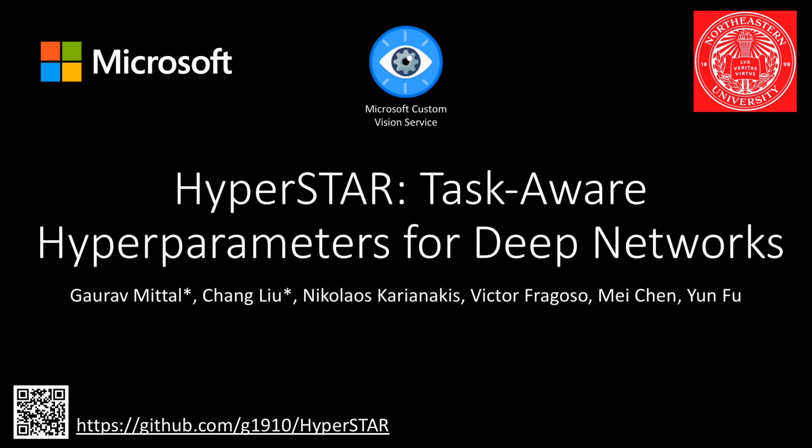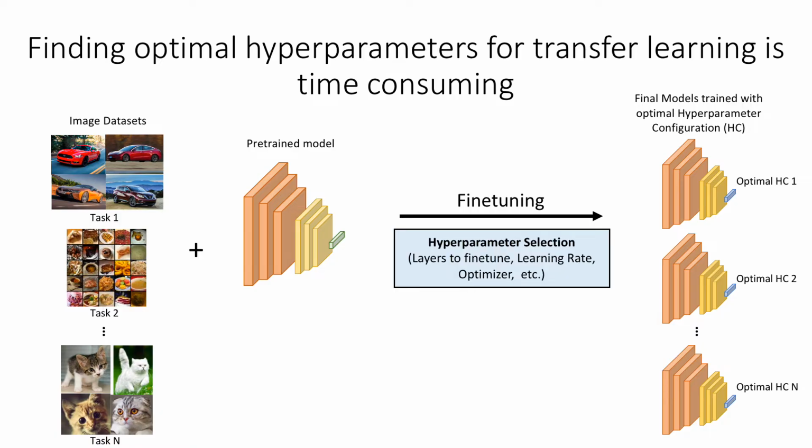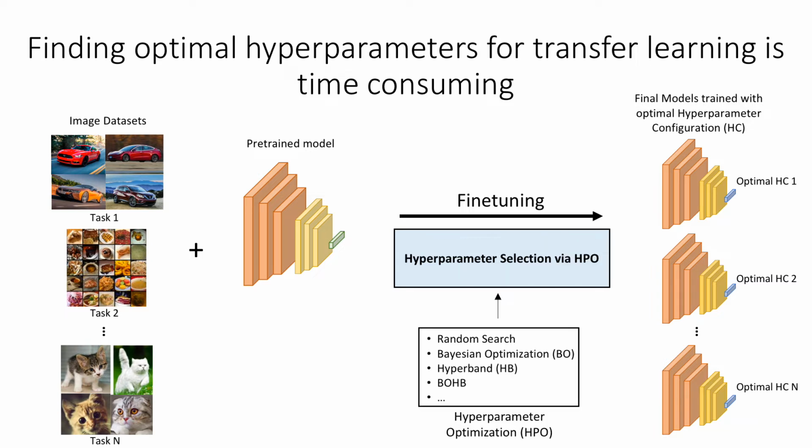Hi everyone, we present our work on Hyperstar, a novel task-aware method to recommend hyperparameters for deep neural networks. Transfer learning to fine-tune a pre-trained model on new image classification tasks requires selecting the optimal hyperparameters like layers to fine-tune, learning rate, etc. This process of hyperparameter selection is quite time-consuming, especially if performed for a large number of tasks. So we have hyperparameter optimization to automate this process through something as simple as random search or more sophisticated Bayesian optimization, Hyperband or BOHB.